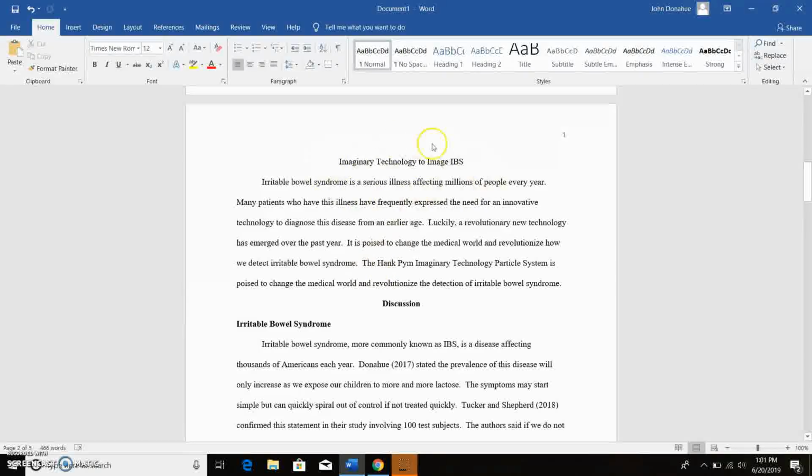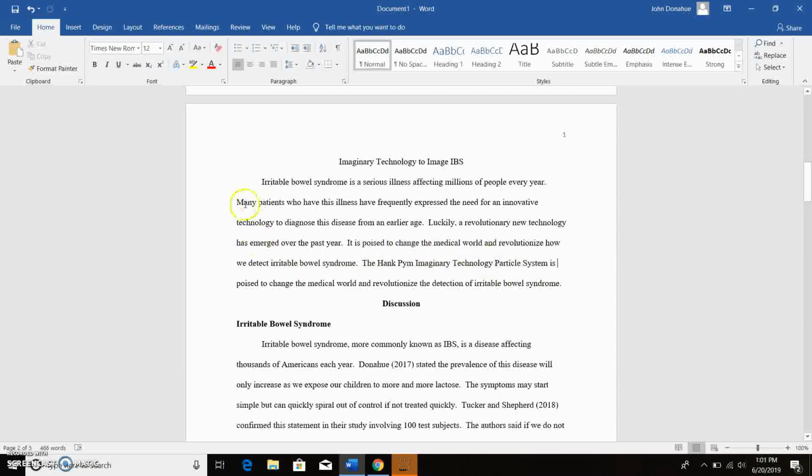Now this is all made up. I made up this technology. It's not for real. But the Hank Pym Imaginary Technology Particle System is poised to change the medical world and revolutionize the detection of irritable bowel syndrome. Fun, catchy sentence, may or may not get people interested. It sounds interesting to me, and I would want to read more about this article or this research paper.